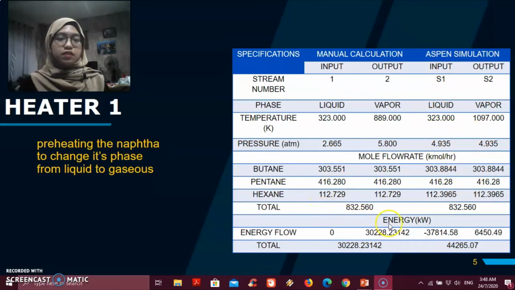So the major difference is in the energy, which for manual calculation is 30228 and for Aspen simulation is 44265 kilowatt. The difference is not that big, and it is majorly because of the difference in the outlet temperature, which causes the energy flow to be different.